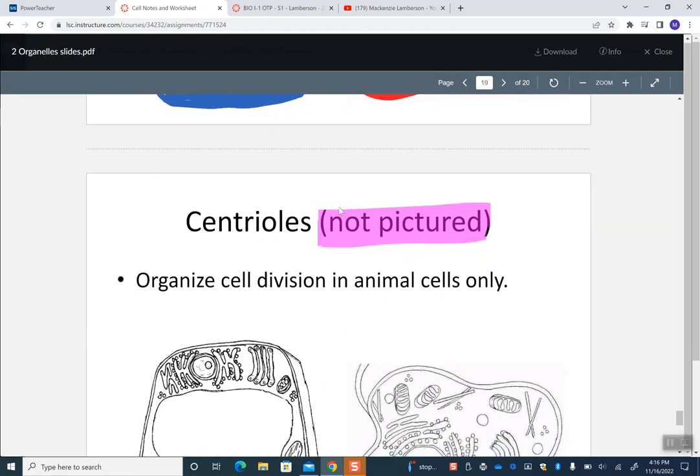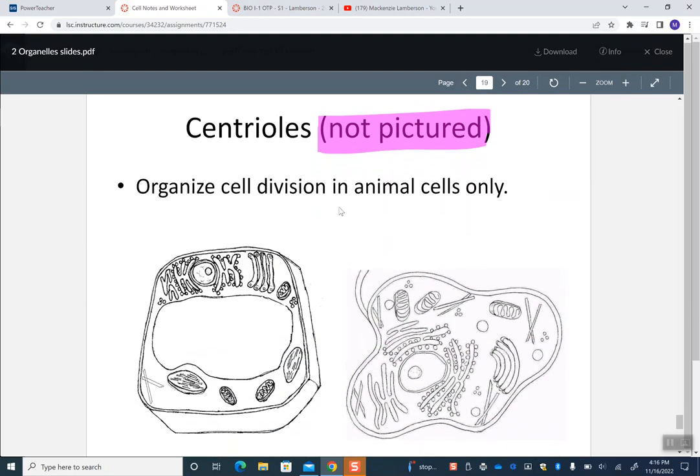Now we have centrioles. We will talk about these more in the future and actually next semester, but these are only located in animal cells and they're actually not pictured, so you don't need to color in anything for the centrioles. What they do is they organize cell division. So when an animal cell is dividing, they will come out and help organize that process. So you don't need to worry about it for this coloring, but you do need to include the definition and the fact that it is only in animal cells on the front side of your worksheet.